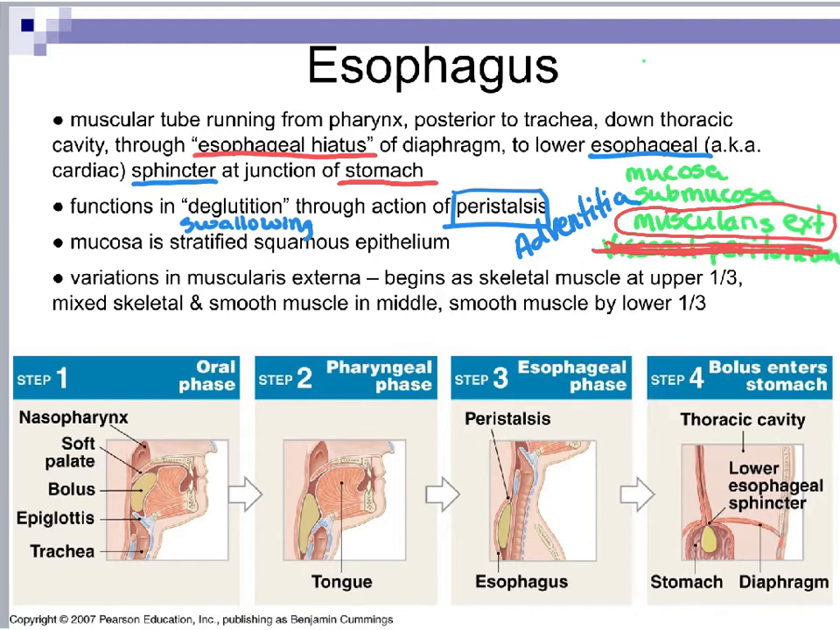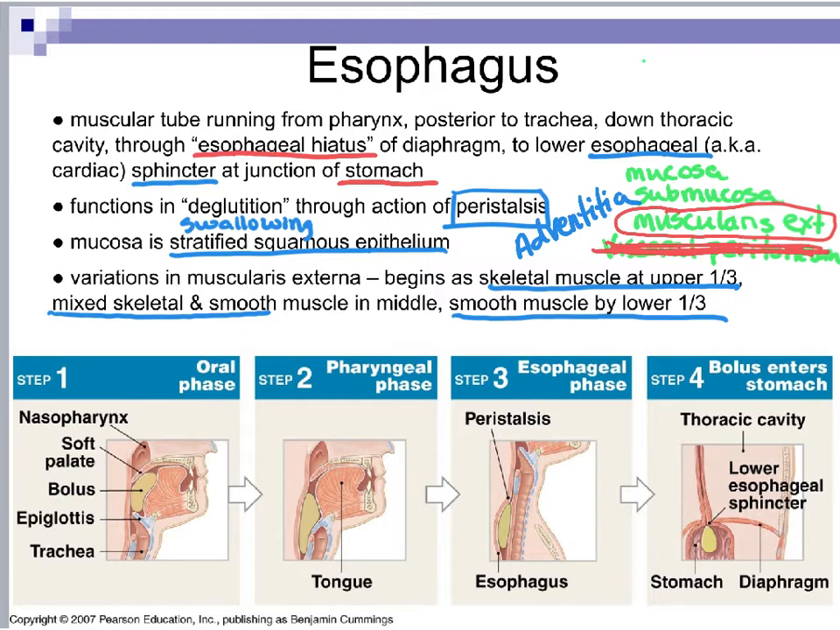The mucosa, the deepest lining that lines the lumen of the esophagus, is made of stratified squamous epithelial tissue. That stratified squamous, remember, provides a protective layer of cells on the deepest surface of the esophagus. Another modification that we see in these layers that we learned about is that the entire muscularis externa is not just one type of muscle. The muscularis externa is skeletal muscle in the superiormost third, and then it gradually starts to transition into smooth muscle. So right around the middle of the esophagus, it's a mixture of skeletal and smooth muscle, and then by the time you get to the inferiormost third of the esophagus, it's all smooth muscle.